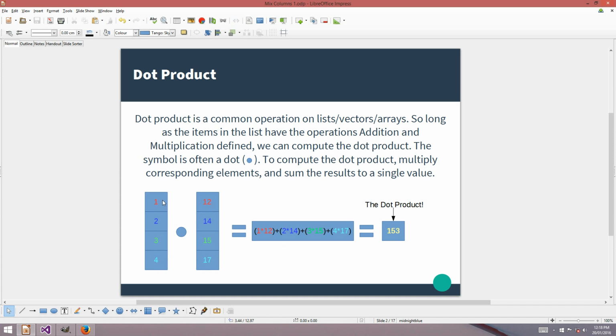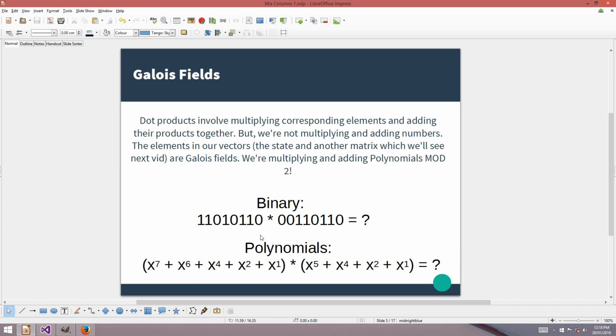Something to think about is the fact that you don't actually need numbers in your vectors or your lists. All you need is items that have defined for them the addition and the multiplication operators. So usually it's numbers, but so long as you've got multiplication and addition defined for the elements of your lists, you can get the dot product. I don't know if I mentioned it, but they have to have the same number of items, otherwise there would be no corresponding element in one of the lists. Okay, so that's what your basic dot product is.